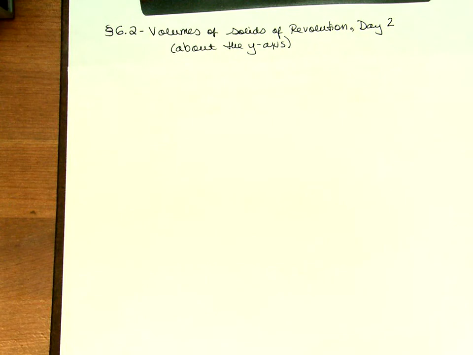So continuing in section 6.2, we're going to still look at volumes of solids of revolution, but this time we're going to spin our regions around the y-axis rather than the x-axis. A lot of the ideas that we saw in the last video involving the disk method and the washer method will still apply. We just need to use them in a slightly different way here.